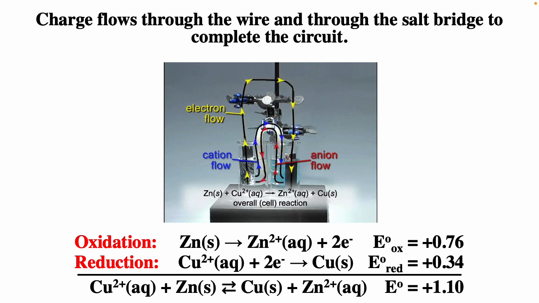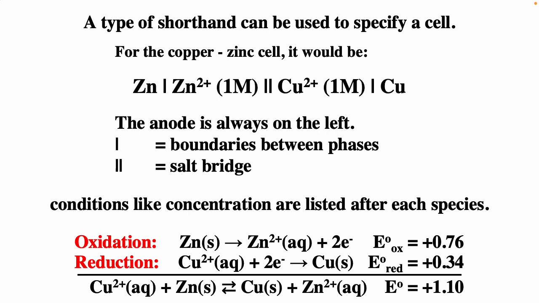Under standard conditions, this cell generates 1.10 volts of electricity. Now we can look at the cell notation. And in the cell notation, you always have the electrodes on the outside. So zinc is an electrode, copper is an electrode. Now a single line is used to separate out phases.